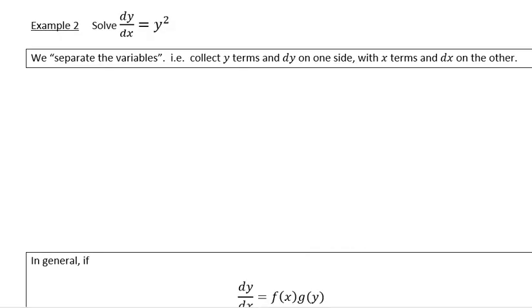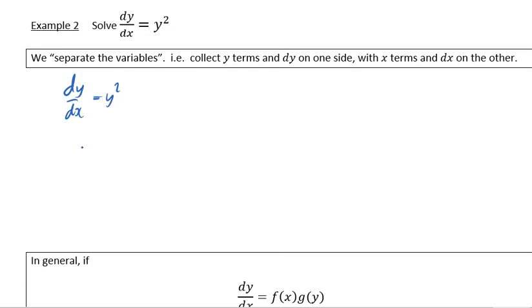Okay, our second example, it says solve dy by dx is equal to y squared. Okay, so in this case, you've got your dy by dx is equal to y squared. Now, this would have been beyond us using the first method that I used in the first example. Couldn't do it that way, so we have to separate the variables.